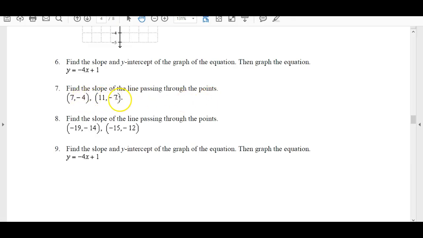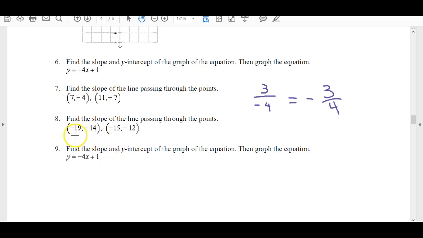From -4, take away -7. The answer is -4 take away -7 is +3. So let me write that. I would have calculated that out, it would have been +3. And 7 minus 11 would be -4. And so my answer is 3 over -4, which means sometimes we like to write it with the negative sign off to the side. One negative sign means it's a negative slope when it's going down, 3 over 4. -3/4 is the slope of that line.